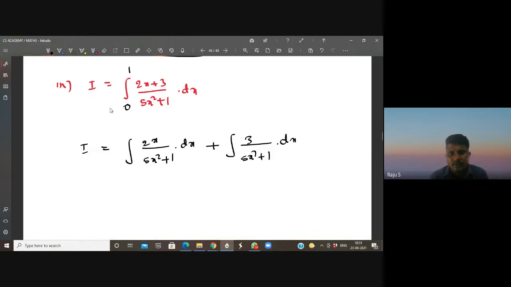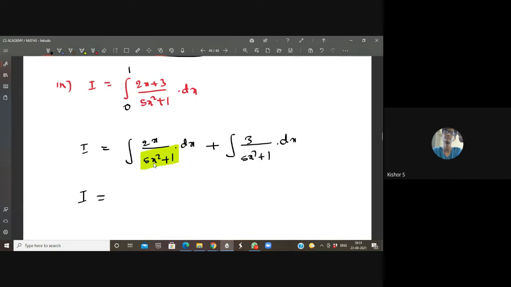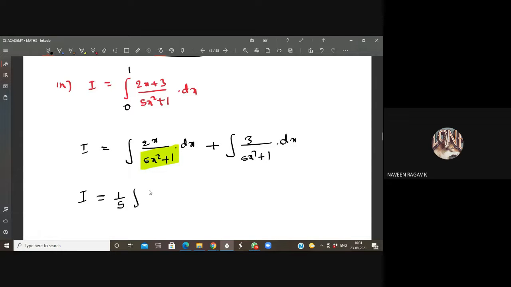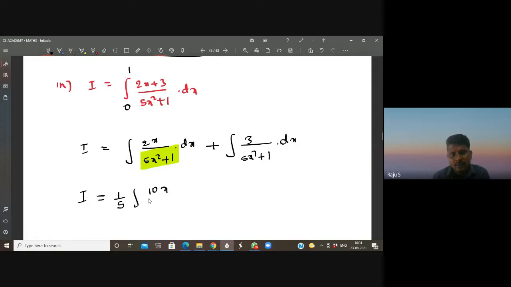I'll do one thing. I is equal to, okay, what is the derivative of the denominator? Students, anyone? What is the derivative of 5x square plus 1? So it's 10x. What is the numerator? Do we have any 10x here? Numerator, no, it is 2x. How can you make it 10x? Multiply and divide by 5. Shall I write now 10x by 5x square plus 1 into dx?